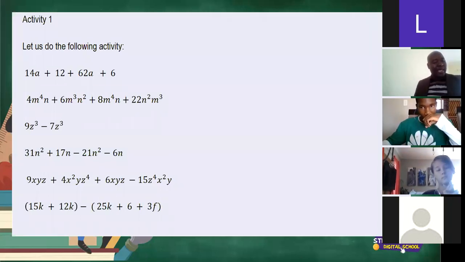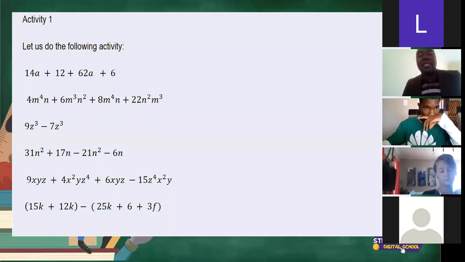The third one should be the easiest. 9z cubed minus 7z cubed. I think this should be the easiest expression. 9z cubed minus 7z cubed. This should be the easiest.